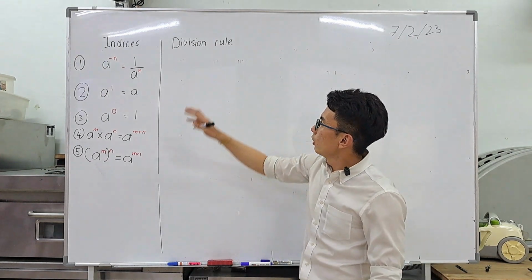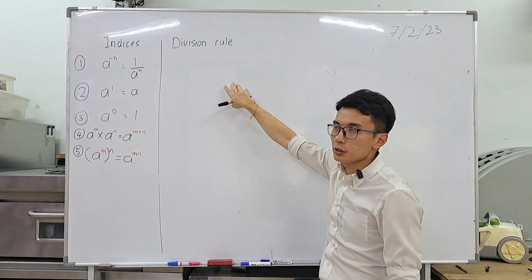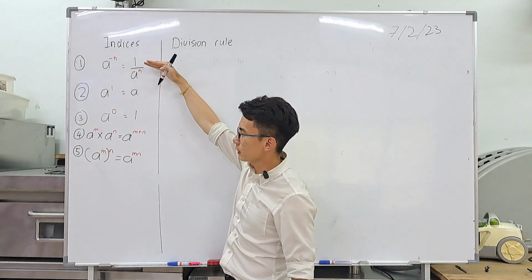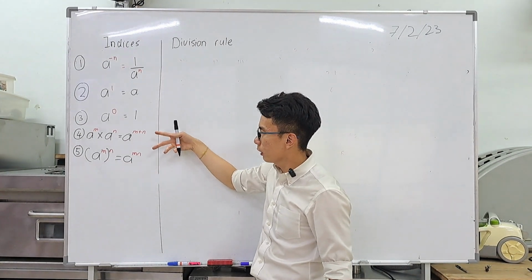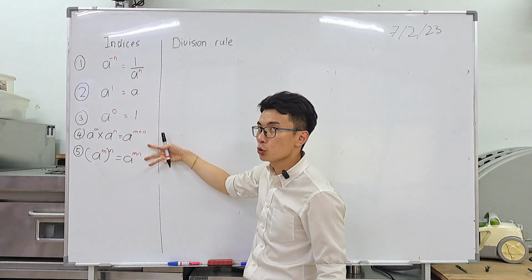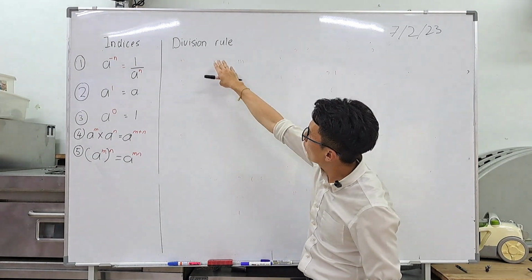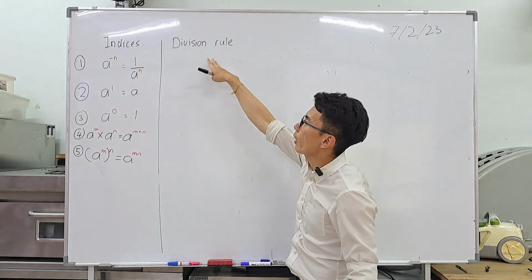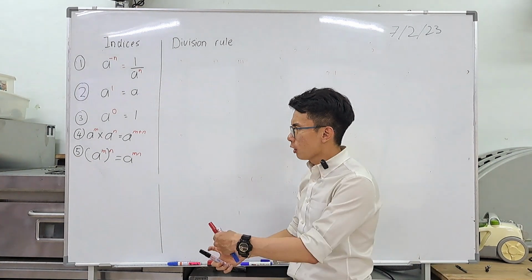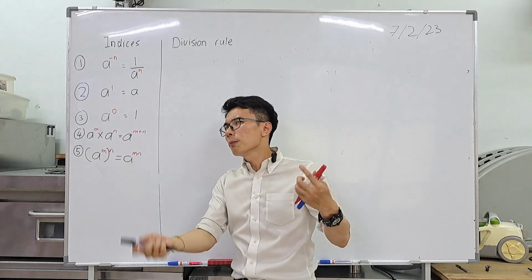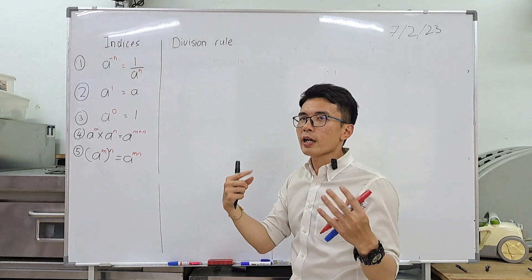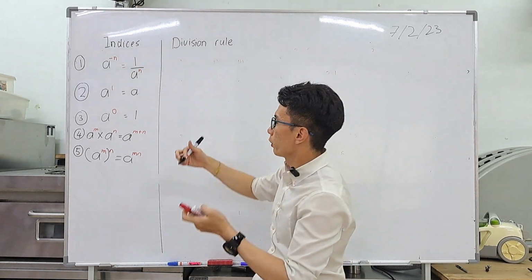Now, let's look at the next rule over here. In the previous video, we established the 5 rules, but the last one that I focused on is the multiplication rule. The next one in indices is the division rule. Very similar to the multiplication rule, it is actually the opposite. So how do I express the division rule over here?